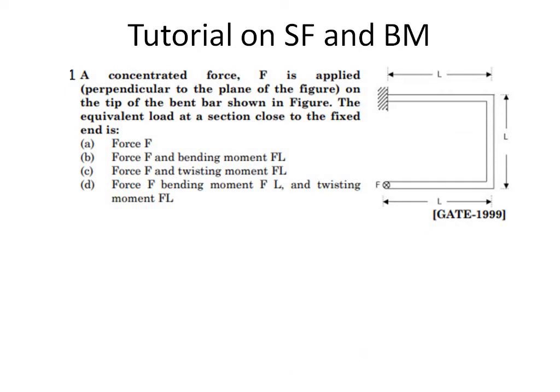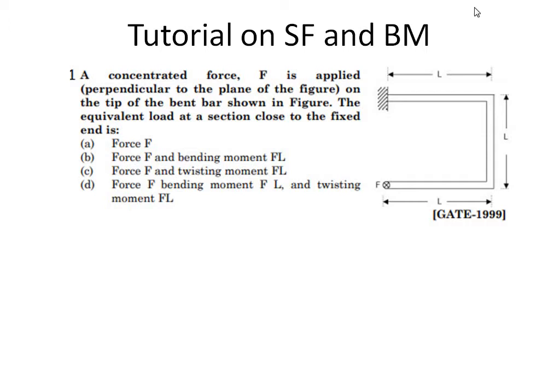See, a concentrated force F is applied perpendicular to the plane of the figure on the tip of the bent bar as shown in figure. The equivalent load at the section close to the fixed end is. See, we have a bent bar like this, and a force F is applied perpendicular to the plane of the paper or the screen which you are watching.